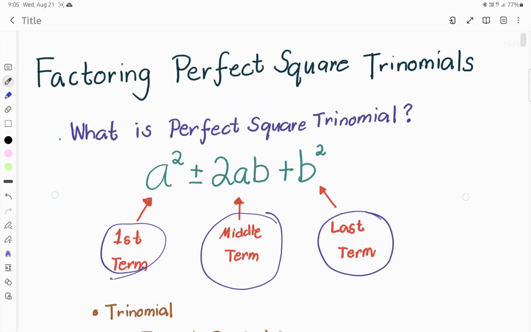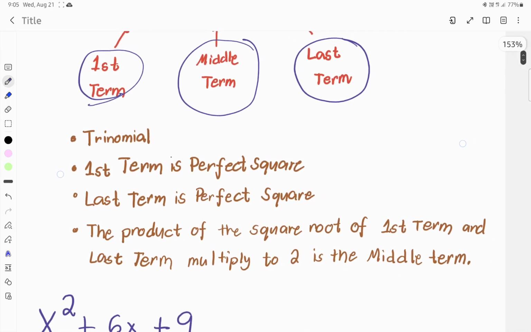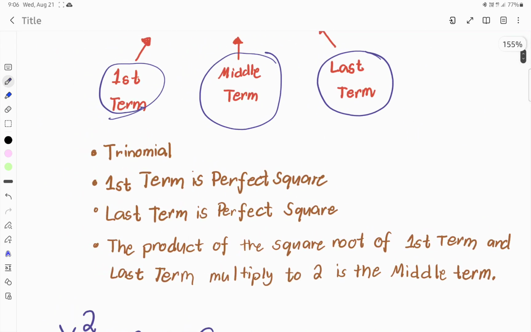Now, once again, if you want to get a characteristic of a perfect square trinomial, the first one should be a trinomial. So technically, we're talking about a trinomial, so it should have three terms. Next, the first term should be a perfect square. Another thing is that the last term should be a perfect square as well. And then the product of the square root of the first term and last term multiplied by 2 is the middle term. So this is the process that would confirm if it is a perfect square trinomial.